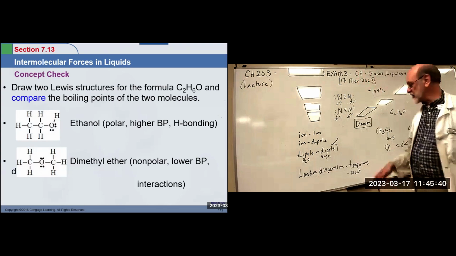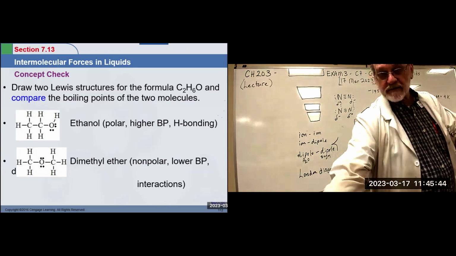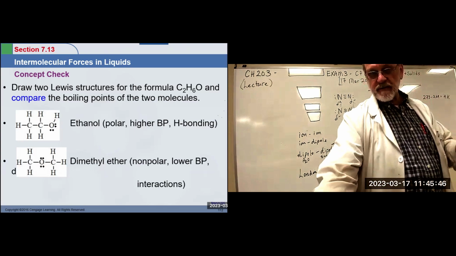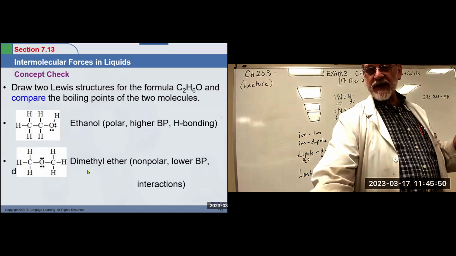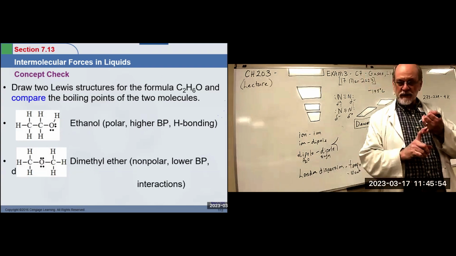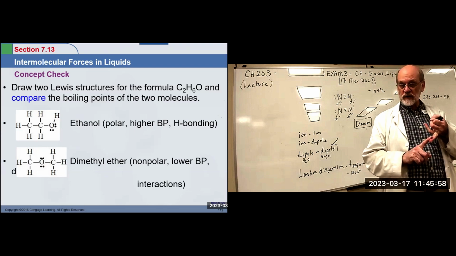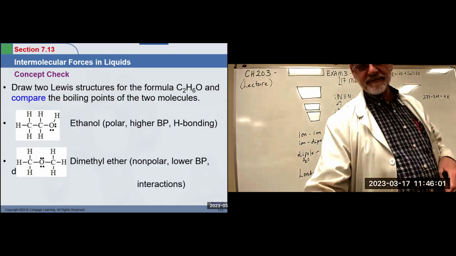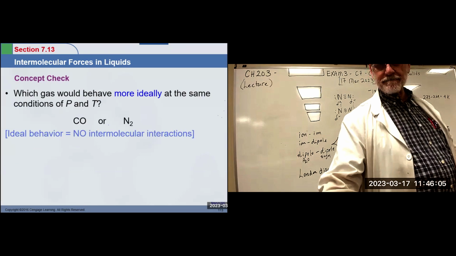Oh, here's the example I showed you earlier, right? Same formula, different structure. Ethanol has hydrogen bonding available. Dimethyl ether does not. So dimethyl ether has a lower boiling point and a higher vapor pressure because it's nonpolar. Okay.